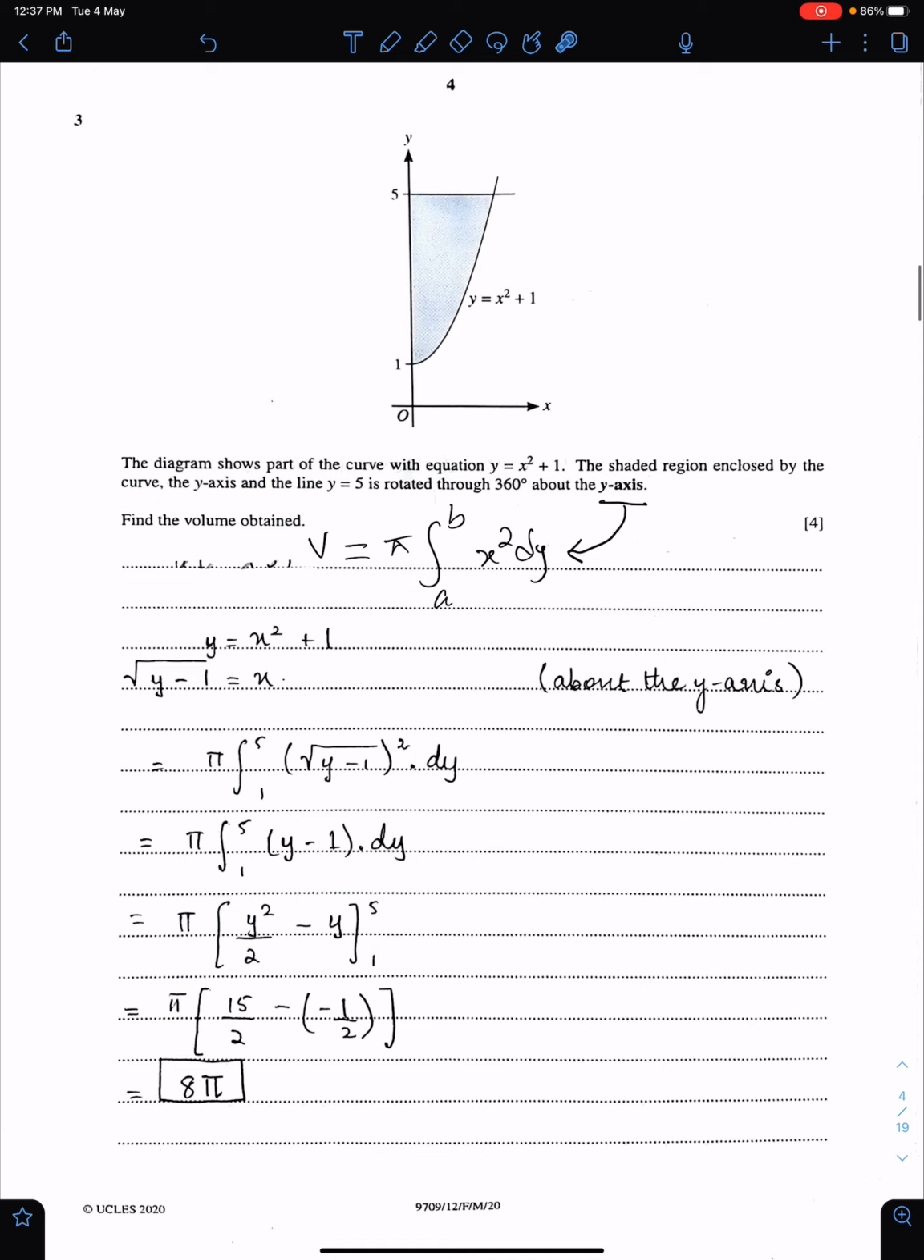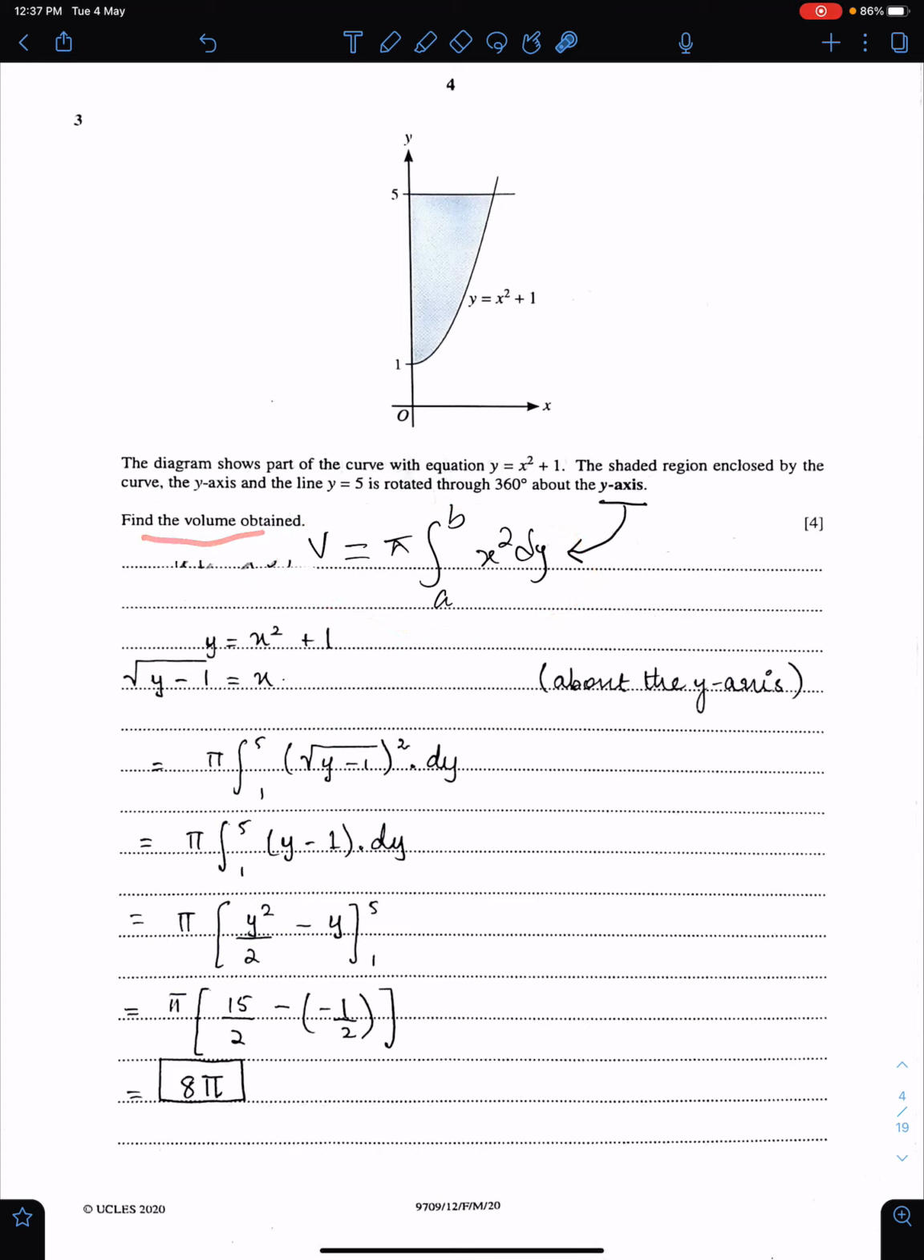Question number 3. The diagram shows part of the curve with equation y = x^2 + 1. The shaded region enclosed by the curve, y-axis and the line y = 5 is rotated 360 degrees about the y-axis. So you need to use this formula for the volume of rotation.